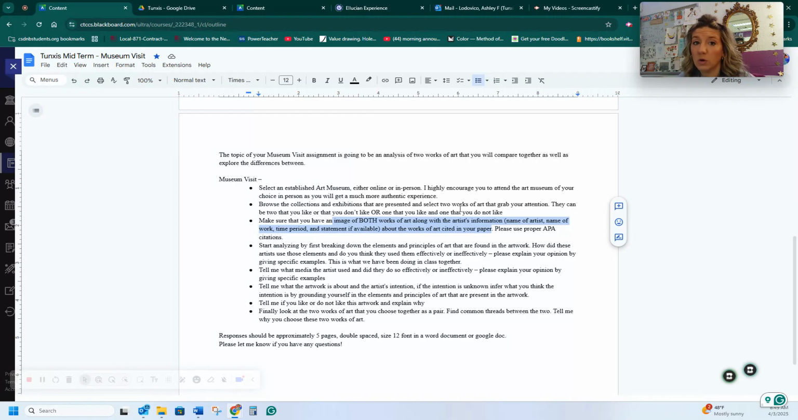So please make sure that you are not being persuaded by any means by what the artist statement is when you initially read it. So before you read their statement, you're going to analyze it by breaking down the elements and principles like we've been doing in class that are found in the artwork. How did these artists use elements, and do you think they used them effectively or ineffectively? Please explain your opinion by giving specific examples. This is, again, what we've done in class together.